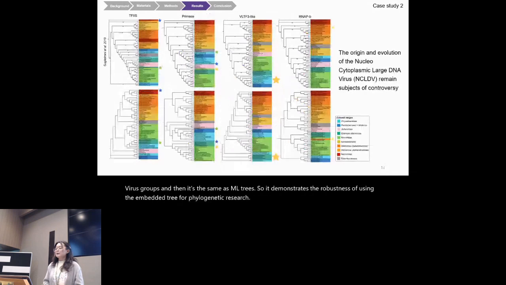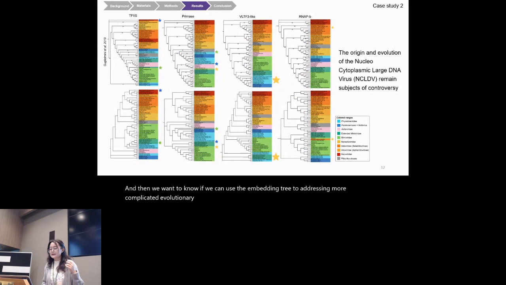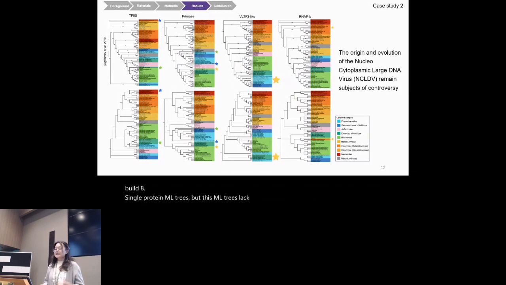And then we want to know if we can use the embedding tree to address more complicated evolutionary problems. So this time we consider the RdRP domain because the origin of this domain is unknown to the public. Past research identified 8 conserved proteins and built 8 single protein ML trees. But these ML trees lack resolution, and several families were not monophyletic. So we also built the embedding trees.